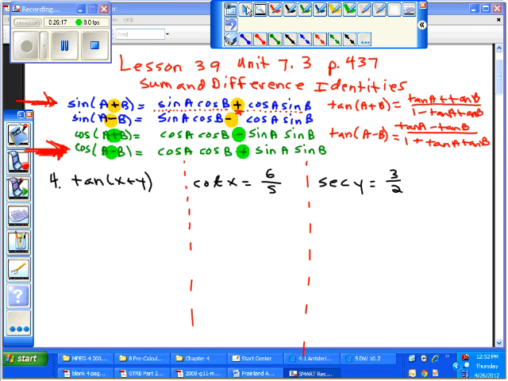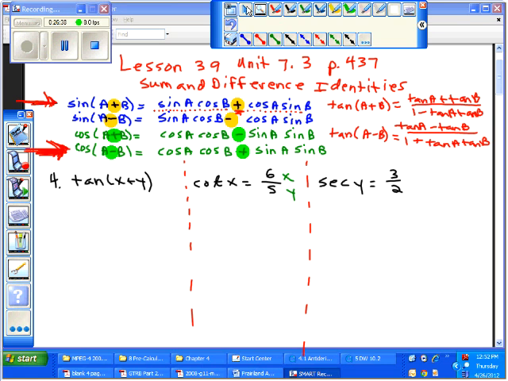Now, cotangent is the reciprocal of tangent. What was tangent? Y over x. Tangent is y over x. Therefore, cotangent is the reciprocal of that, which would be x over y. Tangent is y over x. Therefore, cotangent is x over y.